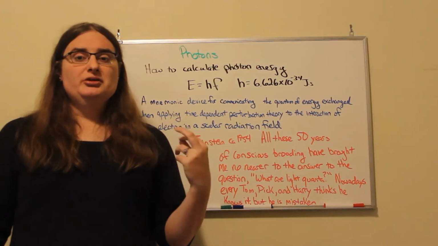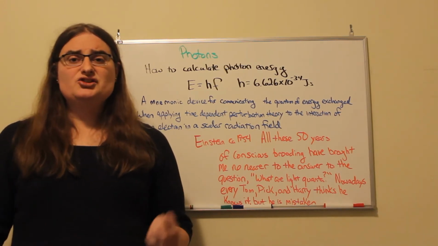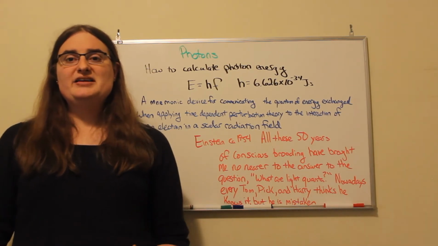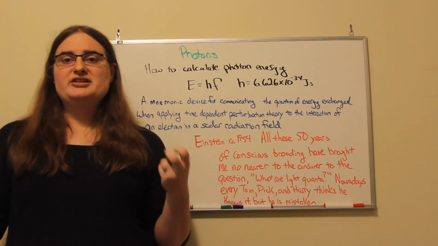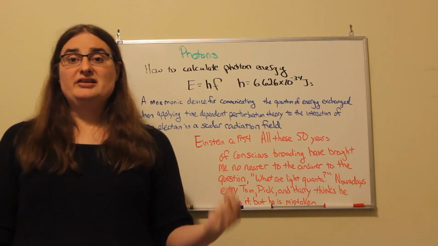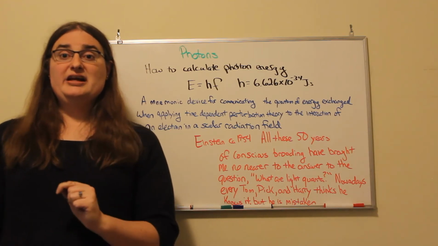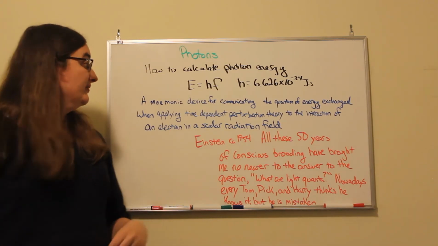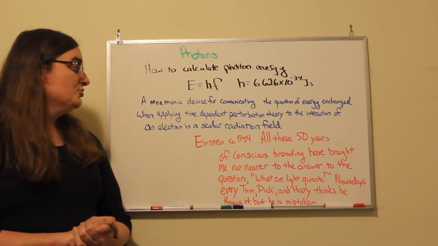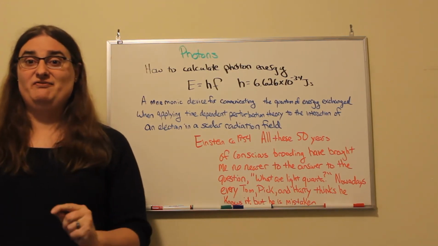Now, in terms of understanding the photon, all it's saying is whenever there is an interaction of electrons with electromagnetic waves, there is a discrete transfer of energy that occurs based on the frequency of the electromagnetic waves interacting with the electron. To put it hopefully a little bit more agnostically, a photon is a mnemonic device for communicating the quantum of energy exchange when applying time-dependent perturbation theory to the interaction of an electron in a scalar radiation field.